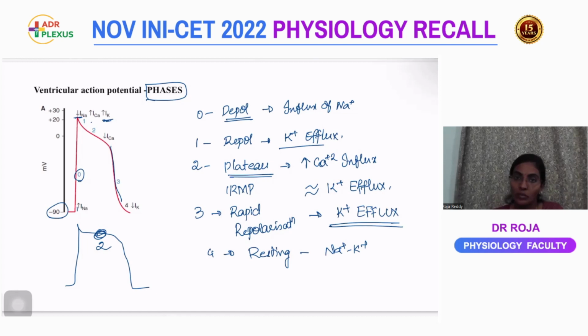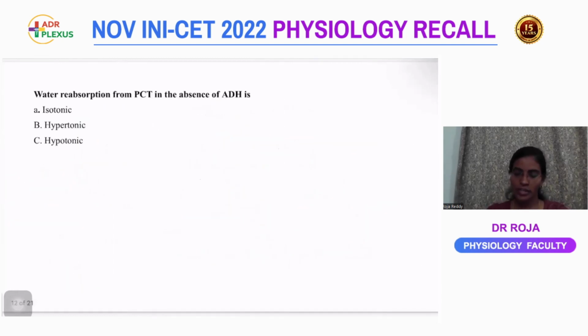Now I don't know what the question was like regarding this, but what probably the question might be like, what could be the ionic flux during a particular phase? That could be a question related to physiology. So this is about the ventricular action potential and the phases. Okay. Let us move on to the next question.